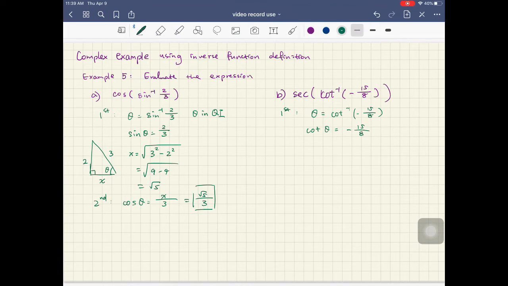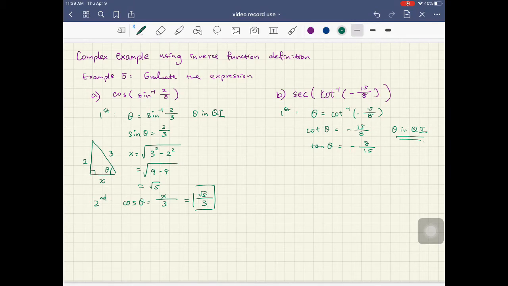If you're not comfortable working with cotangent, you can change it to tangent of theta equal to negative 8 over 15. Since we have cotangent inverse of negative 15 over 8, the range for cotangent inverse is quadrant 1 or quadrant 2. That means theta is in quadrant 2, so we can have a negative 15 over 8. We're going to use this one later. So I have tangent of theta equal to negative 8 over 15.